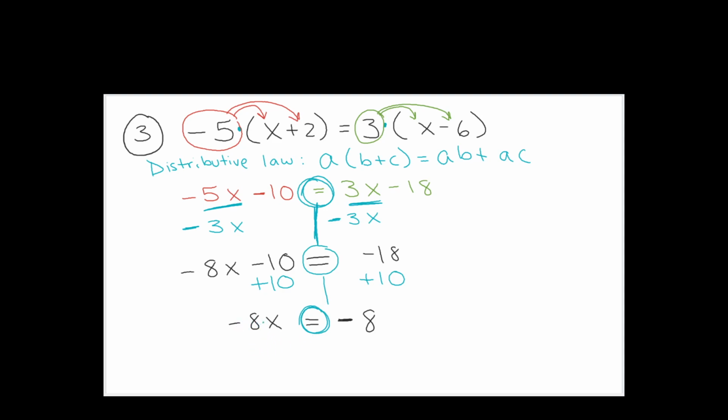We have negative 8 times x, so I want to undo that. I'm going to divide by negative 8. What I do to one side, I do to the other side. Exactly the same thing. Negative 8 divided by negative 8 is 1. Oh, look, negative 8 divided by negative 8 is 1. So my solution is 1.